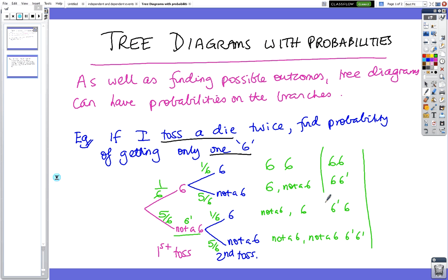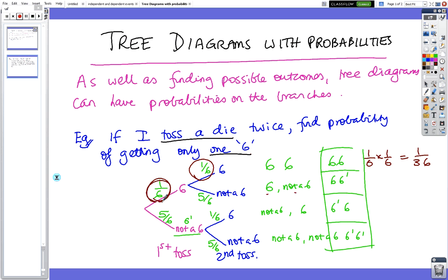So rather than having 4 outcomes and each of them being a quarter like we had before, now we don't have equal outcomes, because we've got a chance of 1 over 6 and a chance of 1 over 6. So we multiply the probabilities. So the chance of getting 2 6s is 1 on 36. So we don't have quarters anymore. So this one, 6 not, will be 1 over 6 times 5 over 6, which is 5 over 36.